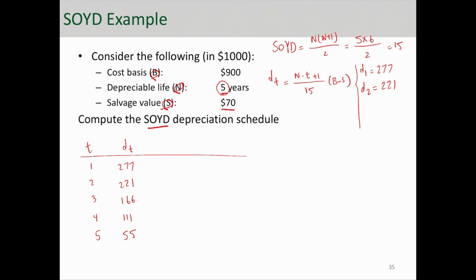At every year, you can also calculate book value, right? Book value is the portion of cost basis that is not depreciated yet. So at the end of year 1, it would be 900 minus 277, that is 623. For year 2, it would be 623 minus the depreciation of that year, 221, that is 402. And you can do the same for all these other years to get the book value. But you can see the book value gets to the salvage value, which is 70.